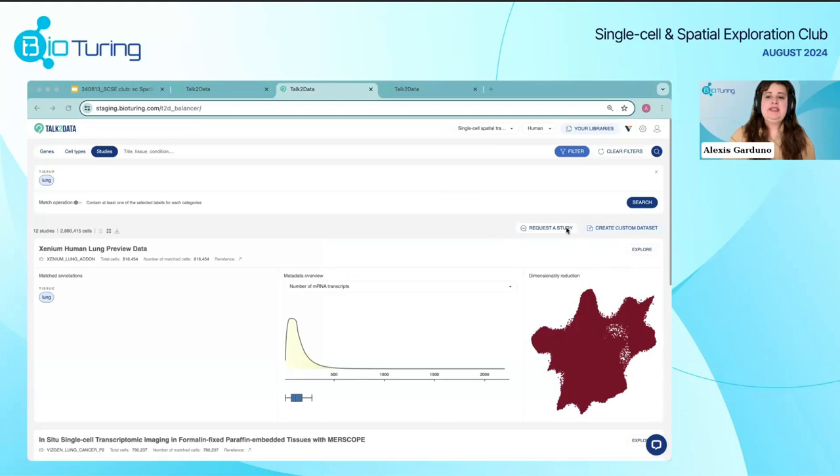Another thing I'll mention is that if you don't find many studies in your specific tissue that you're focusing on, you can also request data sets from us. This is actually open for bulk RNA-seq data, for Visium HD or new Visium data sets that you want us to curate, or single cell RNA-seq as well.